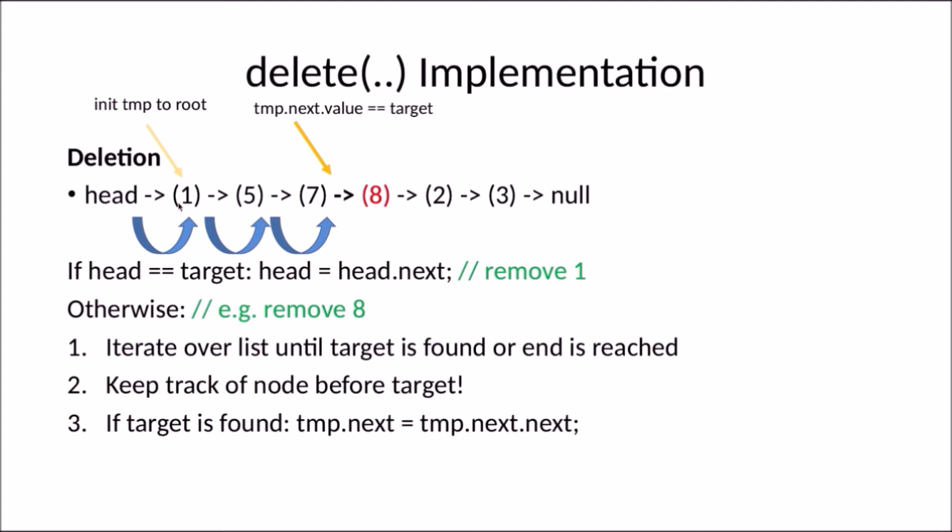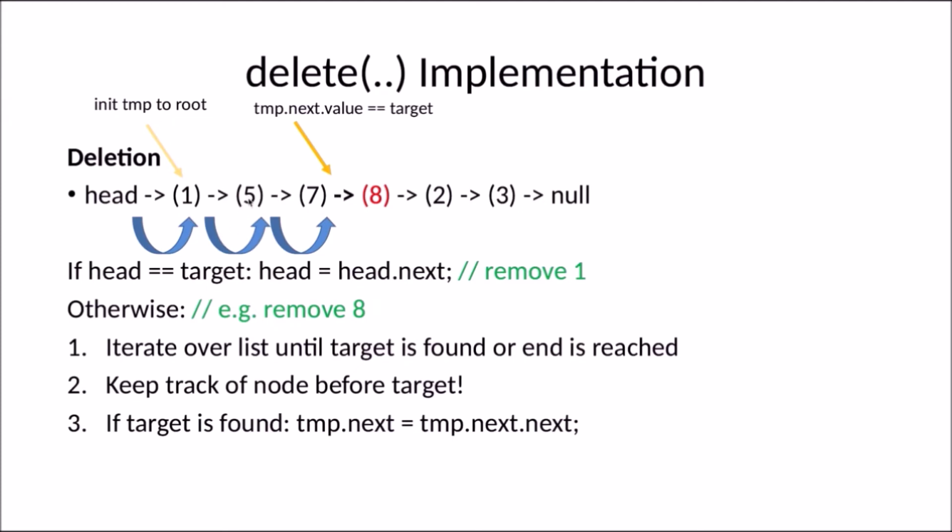Initially, I have temp initialized to the head node. I did a condition before, so I know that head node exists. I know that the head node is not the value I wanted to delete, so it's another condition. So I have now temporary pointing to 1. I get the next node, which exists, which is 5. Doesn't match the target 8, so I update temp to the next node. So now temp points to 5.